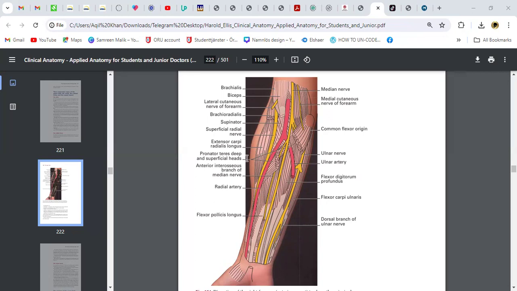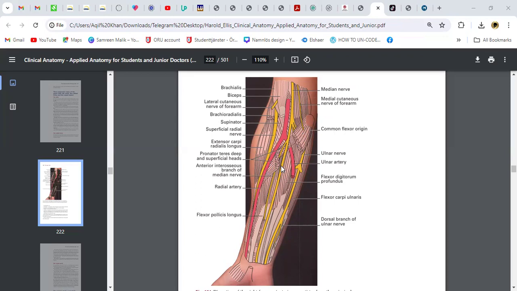So here you have seen the two. This is the pronator teres. It's coming basically from here. Common flexor origin, it says. So it's coming from here and it has superficial and deep heads. So these are the medial, lateral, and the superior or the proximal boundaries of the cubital fossa. Now, coming to the apex of the cubital fossa.